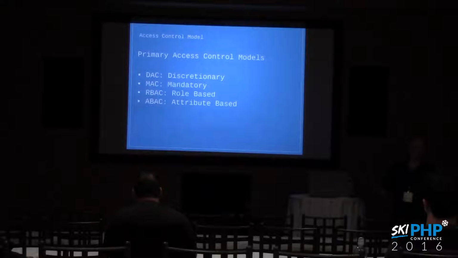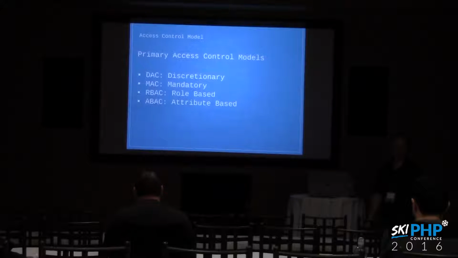There's lots of papers written, there's lots of research done. These are the 4 that are by far the most popular. There's others I mentioned, there's others out there, but these are the 4 that generally you're going to see, we're going to be using already. So discretionary, mandatory, role-based, probably role-based is the most popular, and attribute-based is going to be one of the newer ones that's getting a lot of traction.